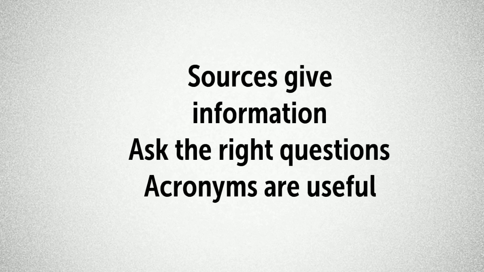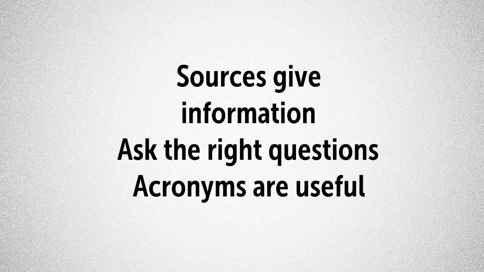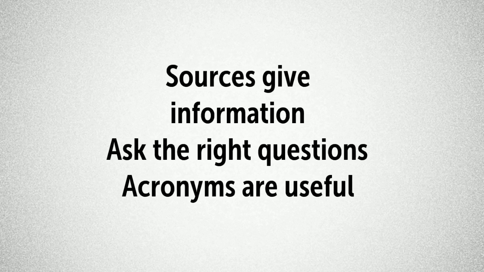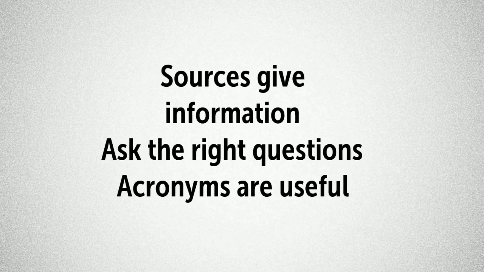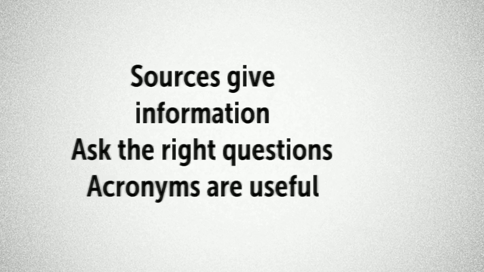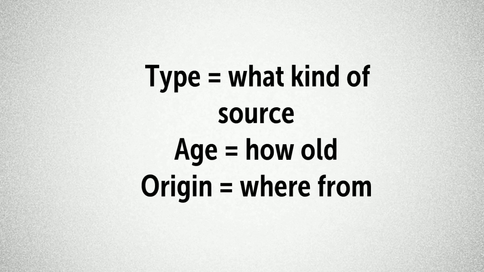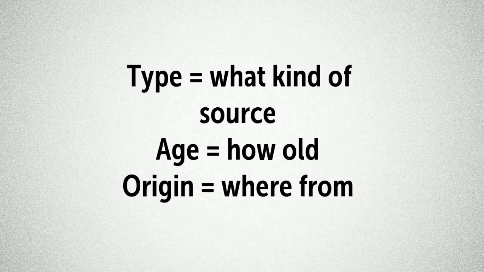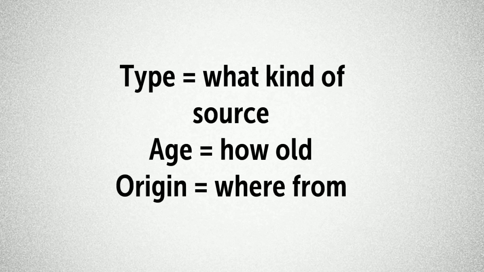It can, however, be more complex if you consider that the content of a source is influenced by the perspectives that it has. Let's summarise what we've learned today. Sources give us information about the past. We must learn to ask the right questions. Acronyms can help us remember the questions that we need to ask. Type means what kind of source it is. Age refers to how old the source is, while origin means where does the source come from. We'll move on to more difficult concepts with source analysis in the next video in our mini-series.